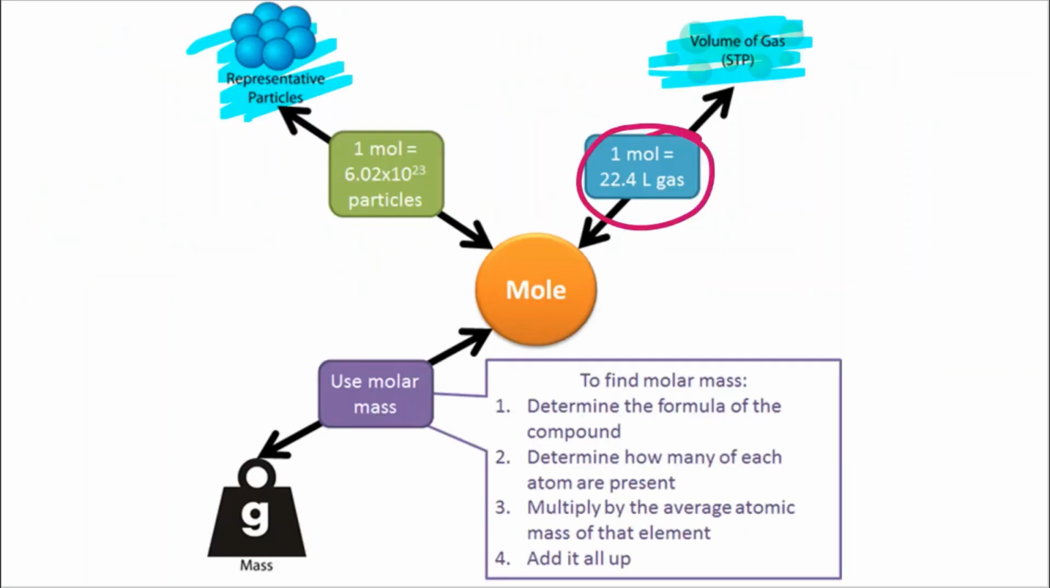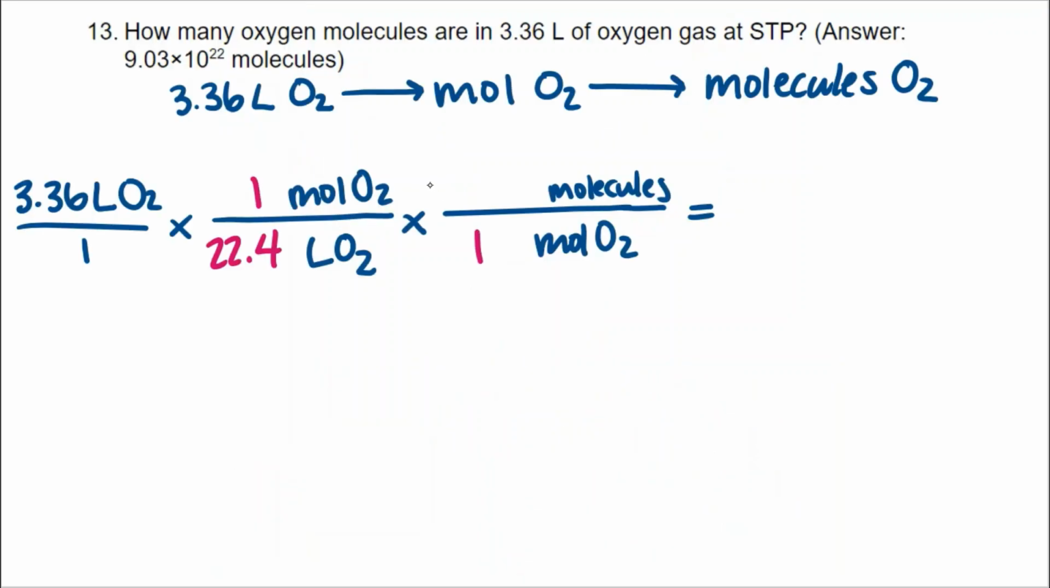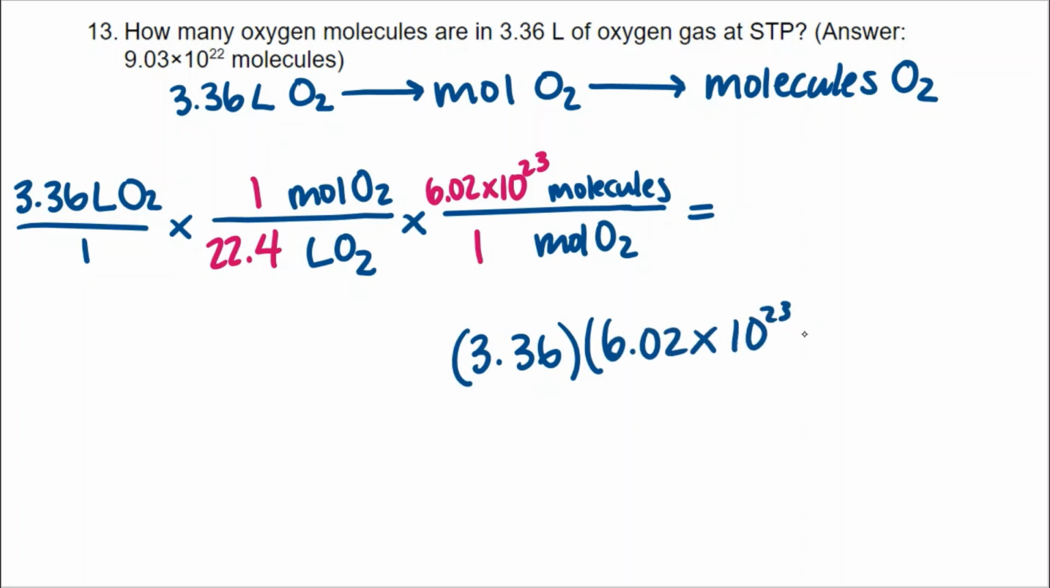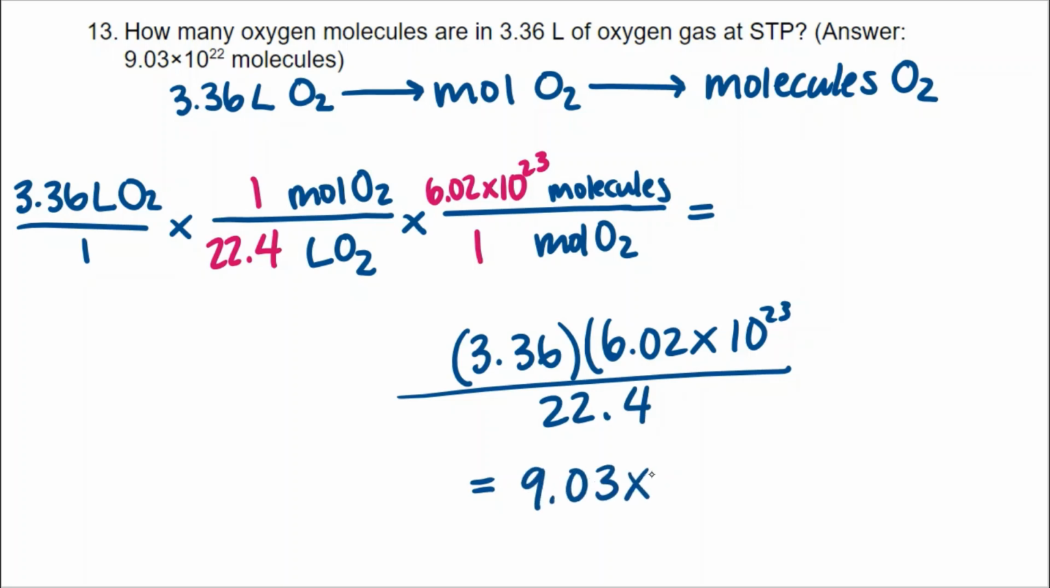My next conversion factor is molecules and moles. So remember that particles is a generic term. So 1 mole of O2 is going to be 6.02 times 10 to the 23rd molecules. So whenever we solve this, we're going to do 3.36 times 6.02 times 10 to the 23rd, and then we want to divide by 22.4. So when I do that and solve, my answer is 9.03 times 10 to the 22 molecules.